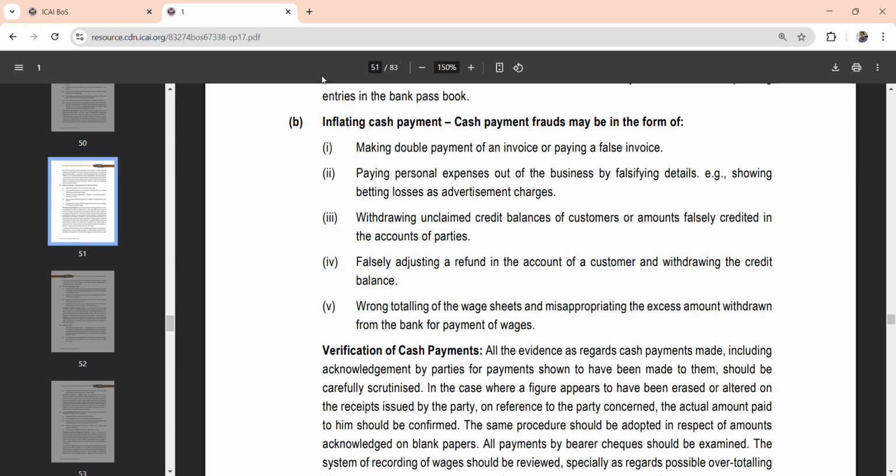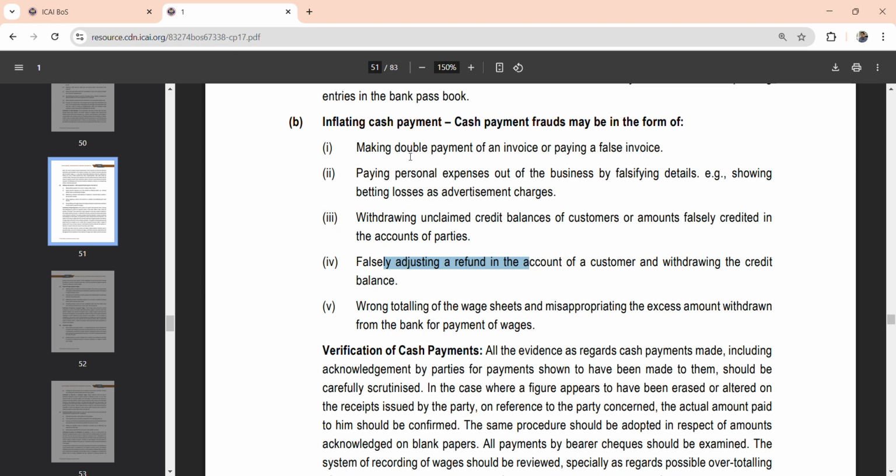So first one is making double payment of an invoice or paying a false invoice, and second is paying personal expenses of the business by falsifying details, that is by showing betting losses and advertisement charges, vice versa, and withdrawing unclaimed credit balances of customers or amounts falsely credited in the parties' accounts, and falsely adjusting a refund in the customer account and withdrawing the credit balance.